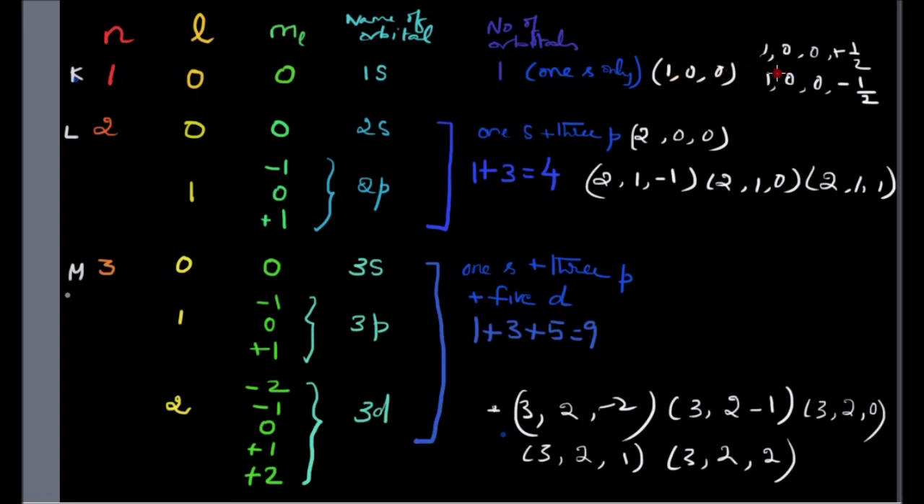If you apply the same rule, the second shell can accommodate only 8 electrons because there are 4 orbitals. So you will have 4 into 2, 8 electrons that can be accommodated in the second shell. The third shell can accommodate 9 into 2, 18 electrons, and the fourth shell can accommodate 16 into 2, 32 electrons.